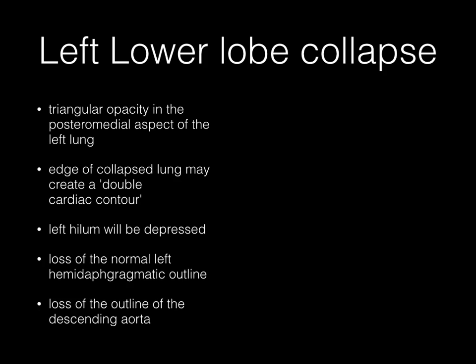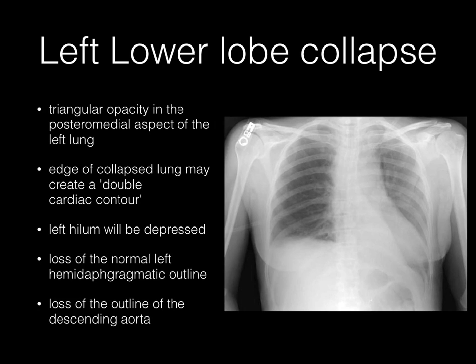The left lower lobe collapse, on the other hand, can be identified by the presence of a triangular opacity in the posterior-medial aspect of the left lung. Now, this results in a classical finding where the edge of the collapsed lung may create a double cardiac contour. As we can clearly see on this particular X-ray, there's a triangular opacity just next to the paravertebral border on the left side, and the edge of that appears as if it's creating a second border or a second cardiac contour.